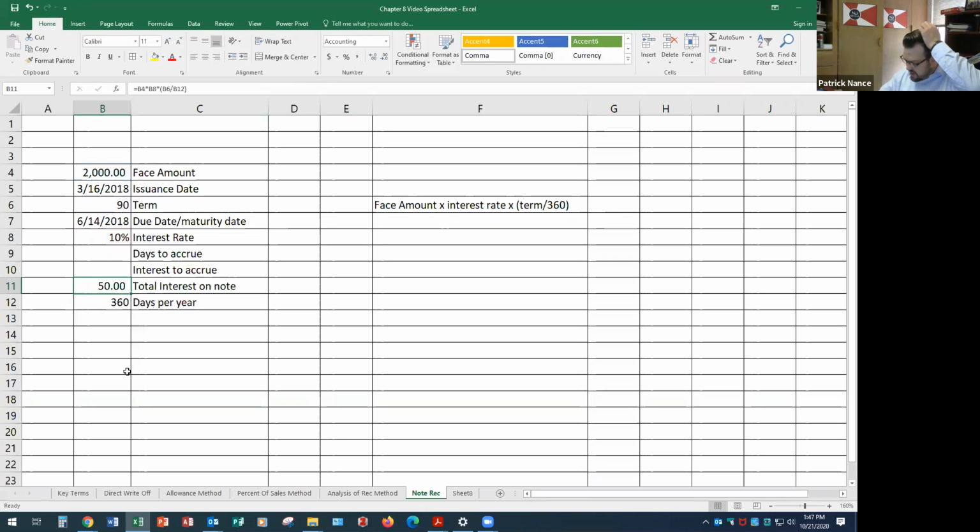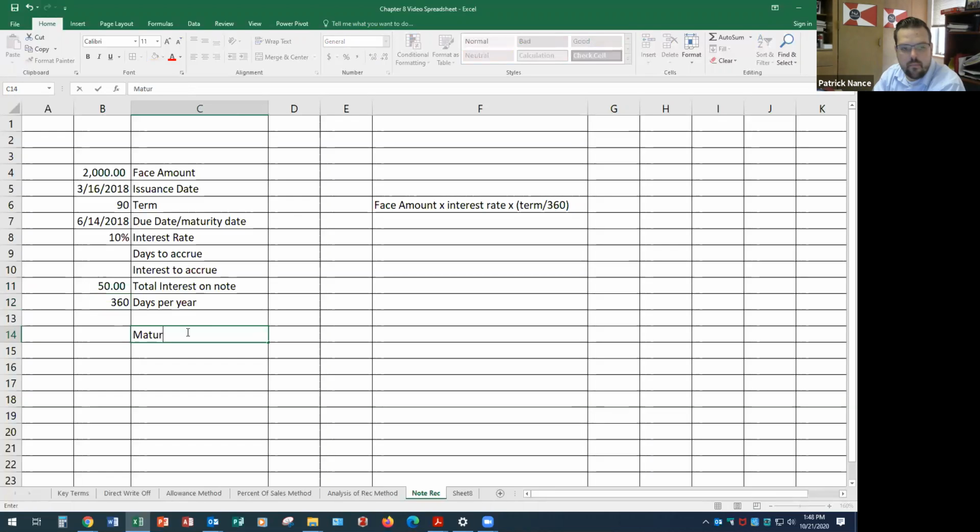So that's a calculation you can see in the book, but banks and mortgage companies use 360 rather than 365, so we're doing the 360 number here too. So the maturity value, if you want to put another line in here, the maturity value of this would be the face amount plus the interest.